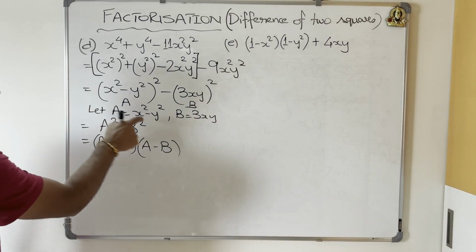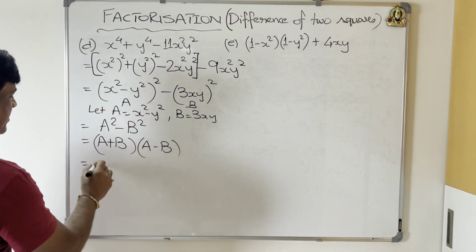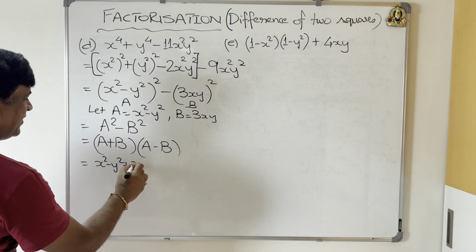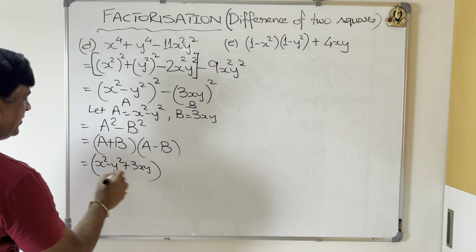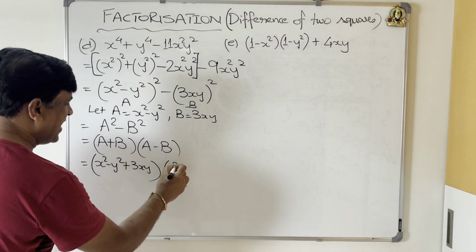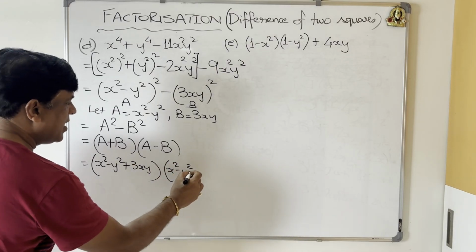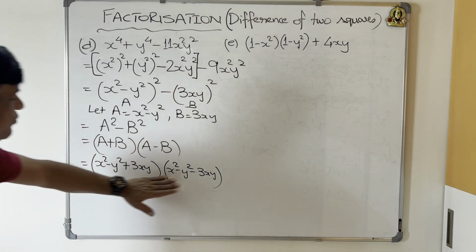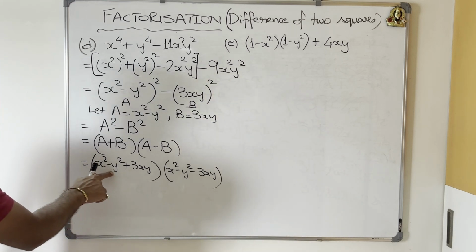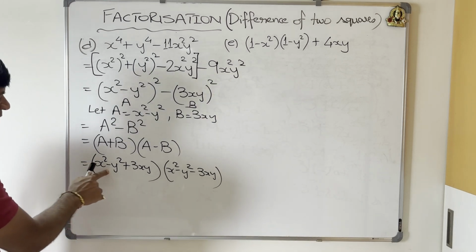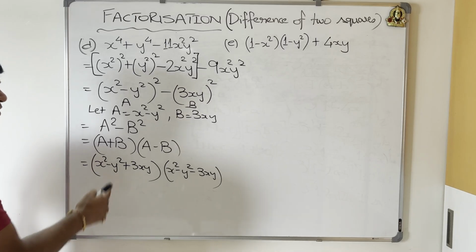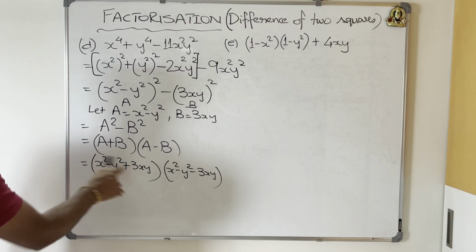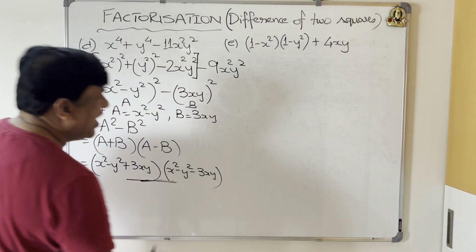Let's see what happens. When I do this, what is my a? x square minus y square, plus b, so plus 3xy here. And what is a again? It is x square minus y square minus 3xy. That's what it is. This is what you can get. You can further reduce it to x plus y and x minus y over here, but it will not help you because this doesn't have any term which is common between these two. So this should be your answer.